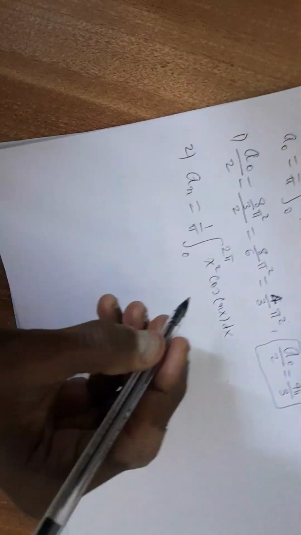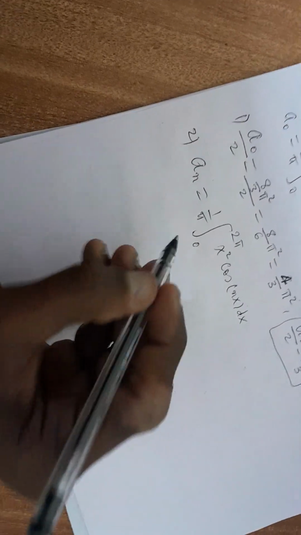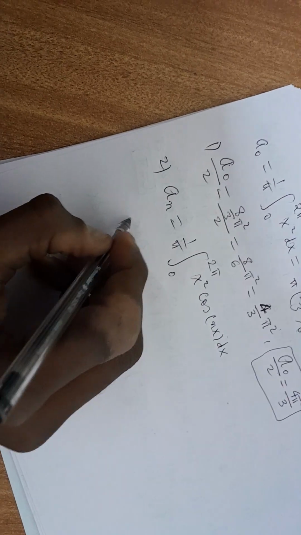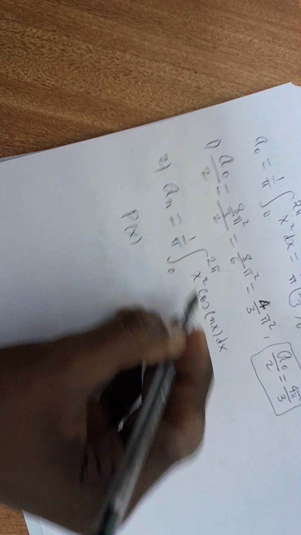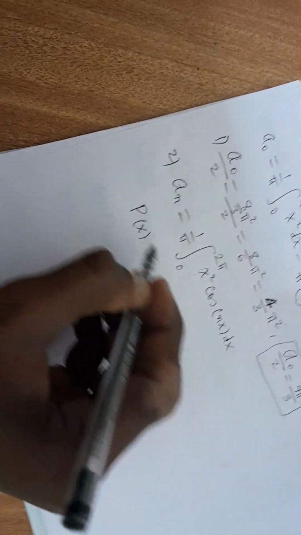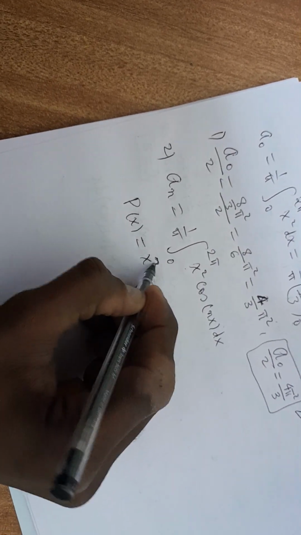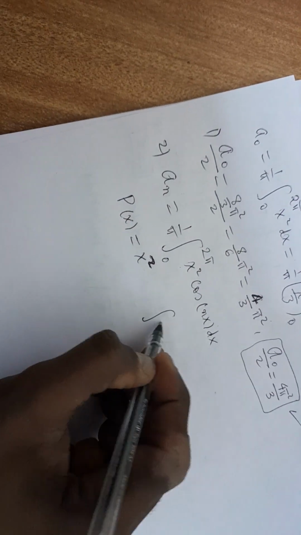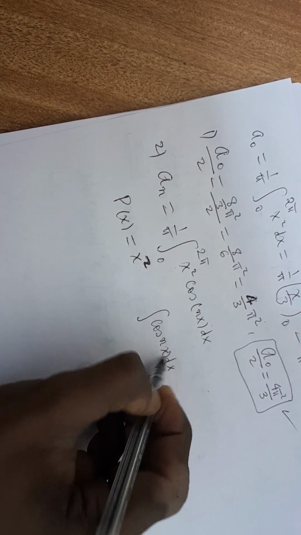For this integration, you can do integration by parts double or triple. But there is a very easy method that I usually used in Angola. I don't know if it is valid here, but this can solve any problem like this one. Now we have a polynomial and we have cosine or sine, so we just substitute: the polynomial x squared, and the integration of cos nx dx.